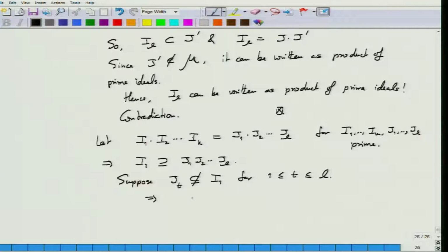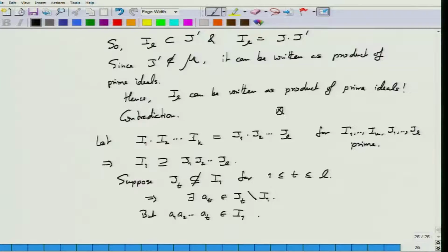This implies that there exists at in Jt minus I1. So if Jt is not in I1, then there is an element of Jt which is not in I1. But this product a1, a2 to al is in I1. Now I1 is a prime ideal. What is the property of a prime ideal? By definition, an ideal is prime if whenever ab is in the ideal, one of a or b is in the ideal.